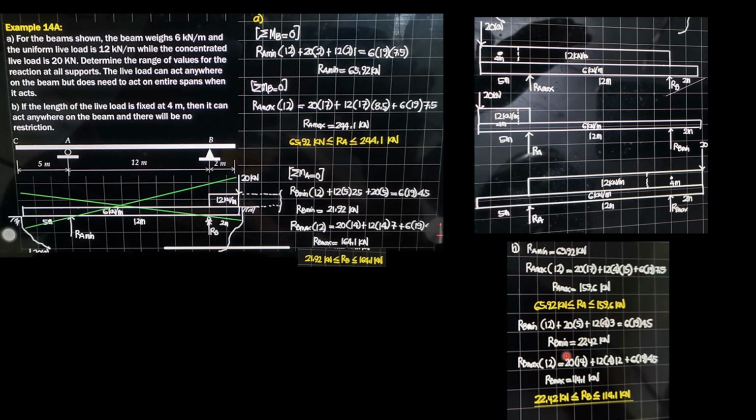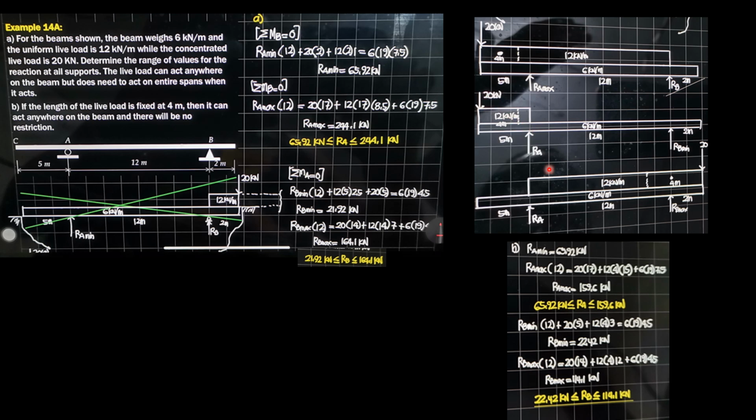Then for RB minimum, where the uniform live load is limited to 4 meters. So this is the influence line for RB. So this should be the placement of the load. So RB minimum, that's 12 kilonewton per meter, only 4 meters. This is still the location of the 20 kilonewton load.